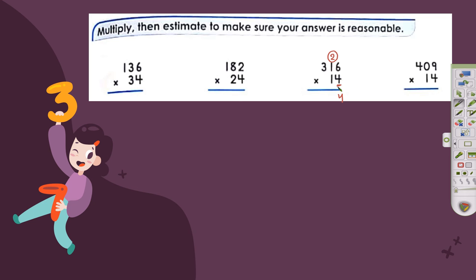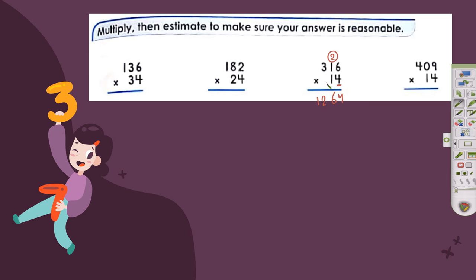Okay? Great. 4 times 6 equals 24. So 4 in the answer and 2 in the top. Now, 4 times 1 equals 4, plus 2 equals 6. Great. Now, 4 times 3 equals 12. Great job. Here we multiply the 4.